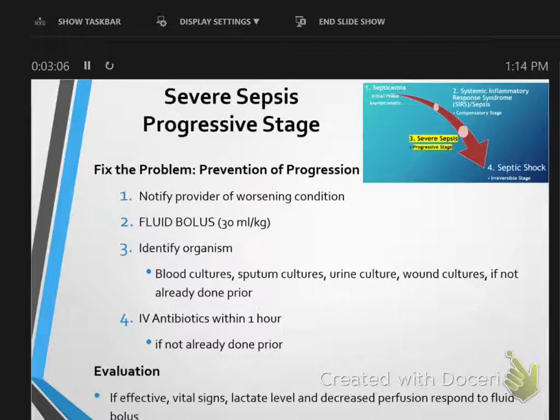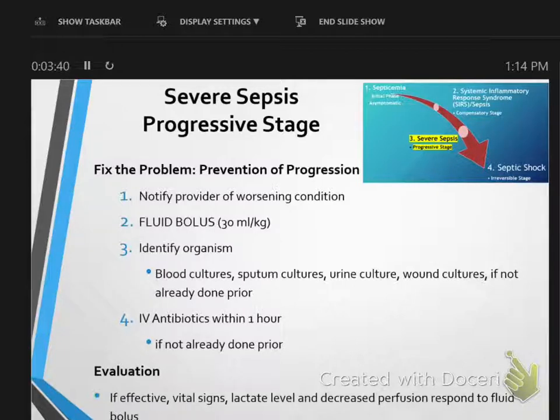Anytime I walk into a room, a CRT with a patient that has potential sepsis, we're getting blood cultures. We don't give antibiotics, sorry, we don't pick antibiotics. We give blood cultures, ABG, lactate level to see where we are in the spectrum, and we're allowed to give fluid. We cannot give antibiotics, because that depends on a physician to call back. So I cannot give you an order for antibiotics if you don't have them already. But we can identify the organism and give the fluid bolus.